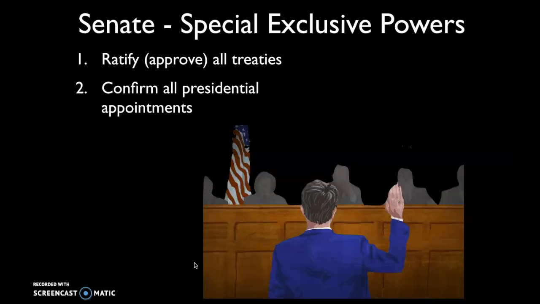The Senate also confirms all presidential appointments. Once a president nominates either a member of the cabinet or an ambassador or a federal judge, it is the Senate who has the responsibility and duty to hold hearings to determine whether that person is qualified and ultimately to vote up or down on the person the president has selected for that appointment.